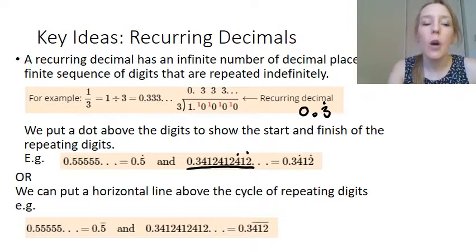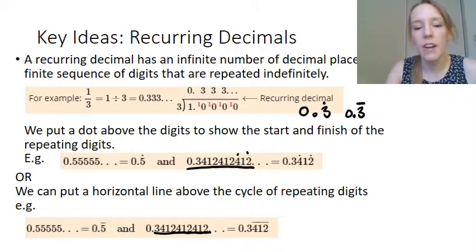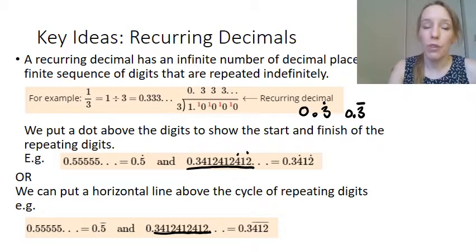Alternatively, we can also put a horizontal line. Back to our first example, 0.3, we could also put a line above it like that, and that means that 3 is recurring. And for the cycle of repeating digits, 3, 4, 1, 2, 4, 1, 2, 4, 1, 2, 4, 1, 2, etc., we can just put a horizontal line above the 4, 1, 2 that shows all of that is recurring there.